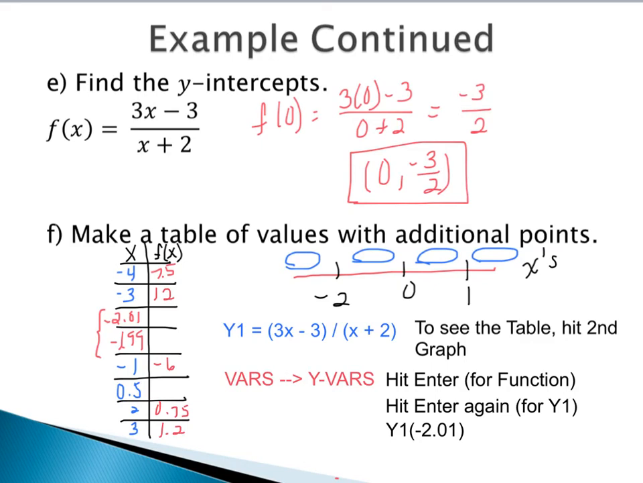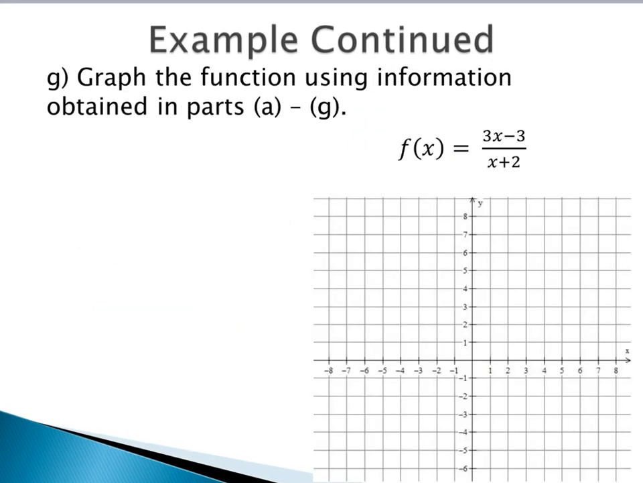I mean, it gets a little tedious if you're trying to type in using the correct parentheses with the original f of x equals 3x minus 3 over x plus 2. Either way, -2.01 is about 903, so a very large number, and -1.99 is -897, so a very small number, and then 0.5 is going to be -0.6. So this gives us a comprehensive table of values, which is going to help us to graph our overall function.